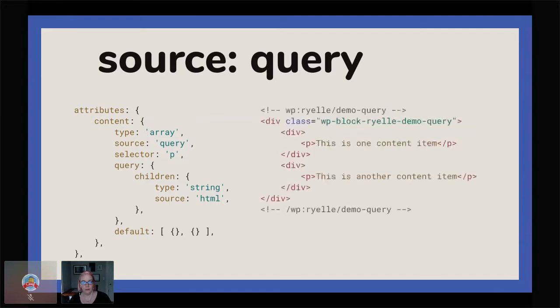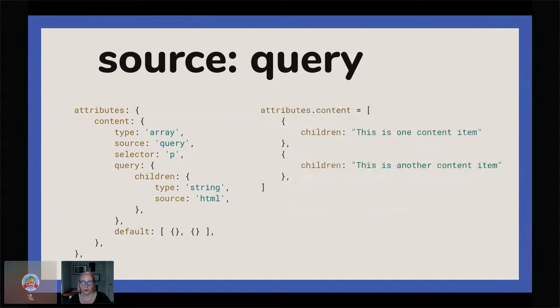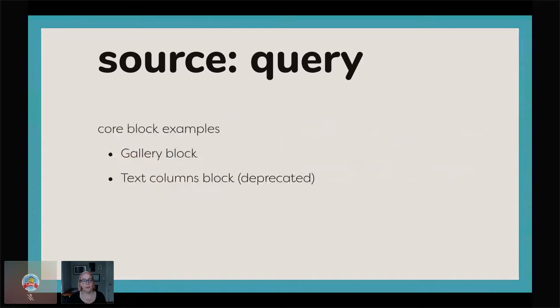So if we have this example where we've got some kind of nested divs and paragraphs, it will end up giving us this kind of value out of there, where it's an array of objects with that content in it. So things that use the query source are the gallery block and the text columns block, which is deprecated, but it was actually the thing that made me understand how this worked. So if you're interested in code helping you figure out how things work, I would look at that.